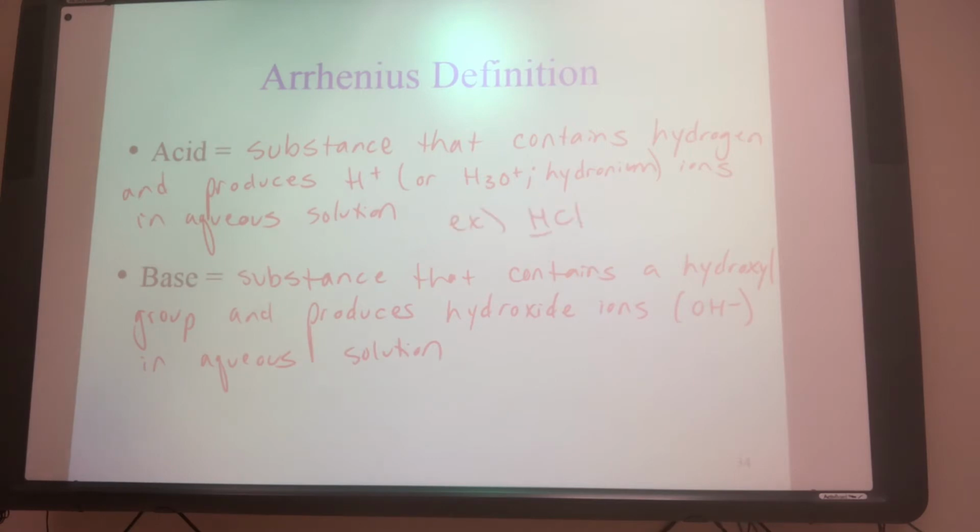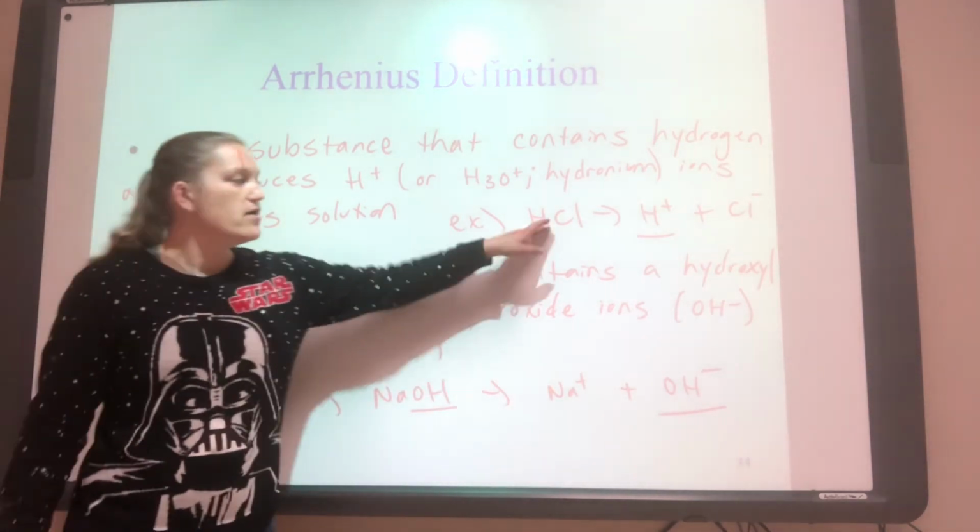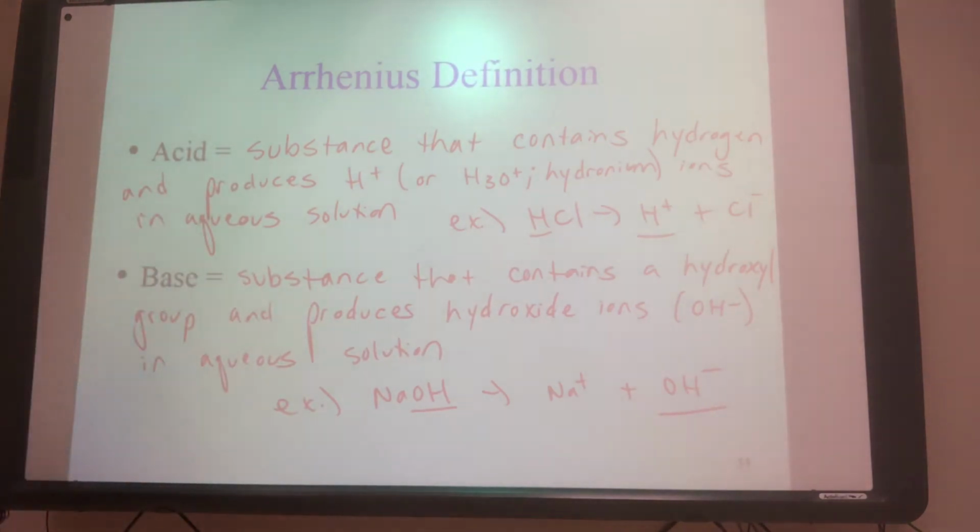I see that there's an H present in the formula, and when I separate it into its ions, it produces the H plus ion. An example of a base is NaOH. I can see the hydroxyl group in the formula, and when I separate it, I produce OH minus ions. So that's my Arrhenius definition. It's based on just looking at the formula and what it contains.